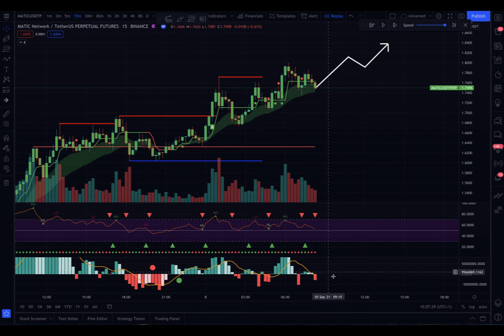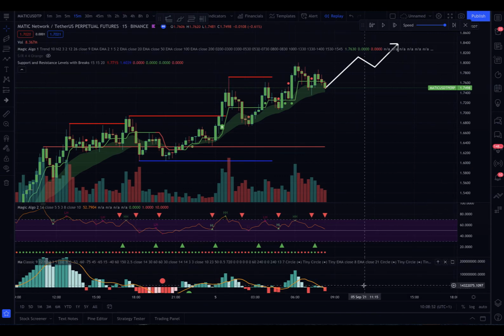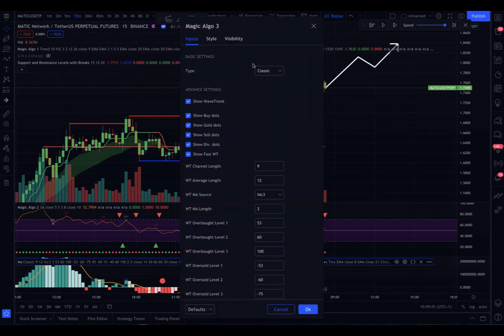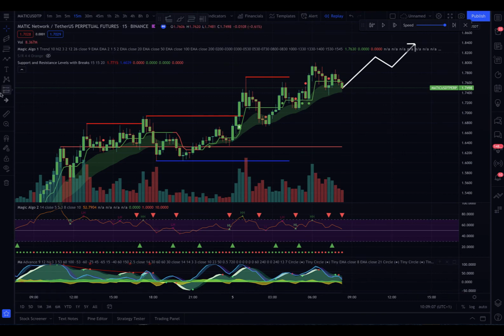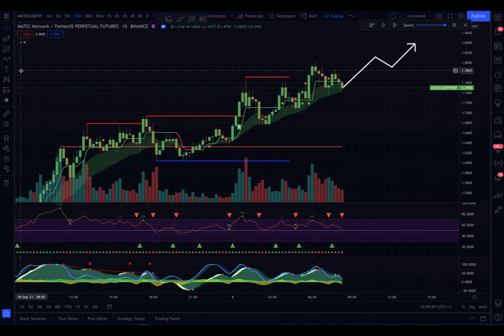Let me just have a look at this one here, at the advanced mode. Let's have a look at the different view of Magic Algo Part 3, which is over here. So what we have to do, we have to go to Settings. We have to change from Classic View to Advanced. And we will have a different view of Magic Algo 3.